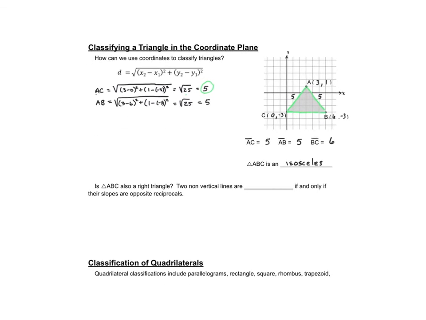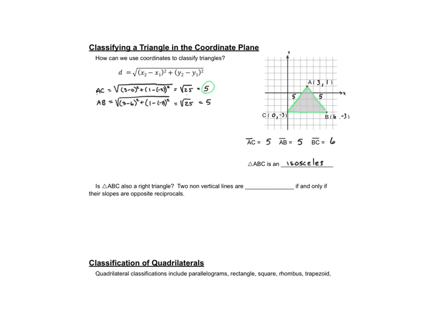And let's see here. So is triangle ABC also a right triangle? And then we know that two non-vertical lines are perpendicular if and only if their slopes are opposite reciprocals. So if we want to try and figure out, is it a right triangle, let's look at the slopes of these lines.